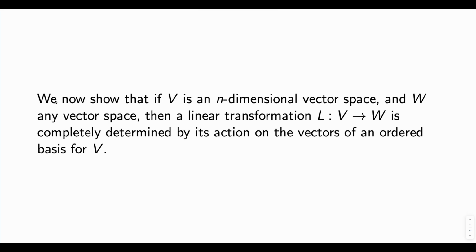We now show that if V is an n-dimensional vector space and W is any vector space, then a linear transformation L from V to W is completely determined by its action on the vectors of an ordered basis for V. And regarding linear transformations, we have already covered them in the previous video, so I would request you to see my previous video on linear transformation.